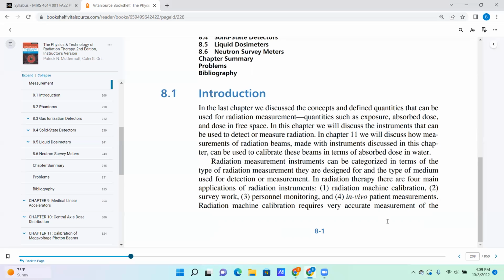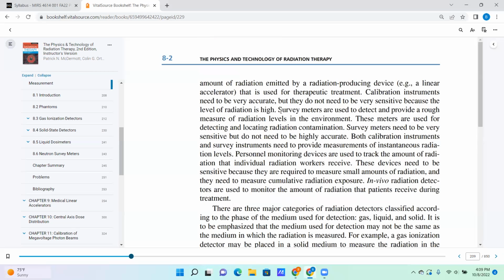So you can categorize radiation measurement instruments in terms of the type of radiation measurement they're designed for and the type of medium used for detection or measurement. So in radiation therapy, you've got four main applications of radiation instruments. You've got radiation machine calibration, survey work, personnel monitoring, and in vivo patient measurements. Calibration requires very accurate measurement of the amount of radiation emitted by a radiation producing device, a linear accelerator.